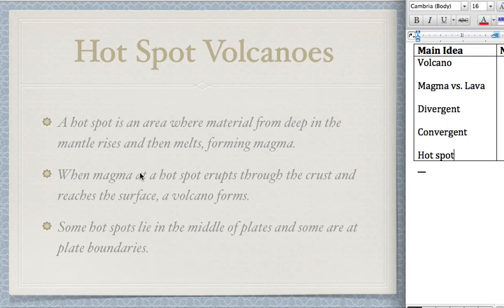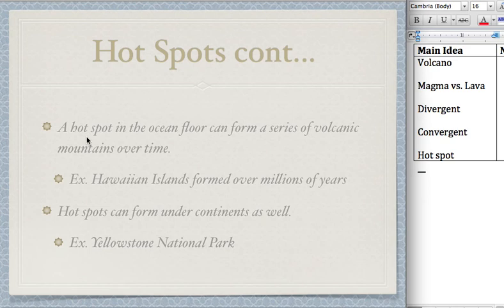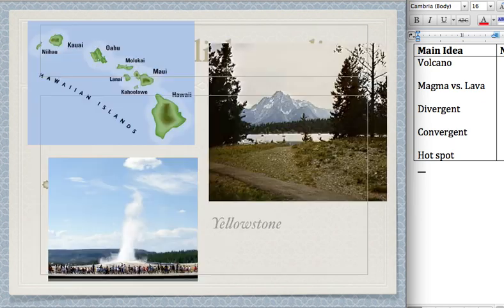So these volcanoes don't have to be at a plate boundary. Some of them can be in the middle of a plate. Sometimes they are at plate boundaries, but they definitely don't have to be. And so a hot spot on the ocean floor can end up forming a series of islands over time as the plate moves across that hot spot. And you can also have them under continents. If you've ever been to Yellowstone National Park, there's a huge hotspot under Yellowstone, and that heat keeps all the geysers and hot springs working. And we have evidence that Yellowstone can actually erupt and has erupted in the past.